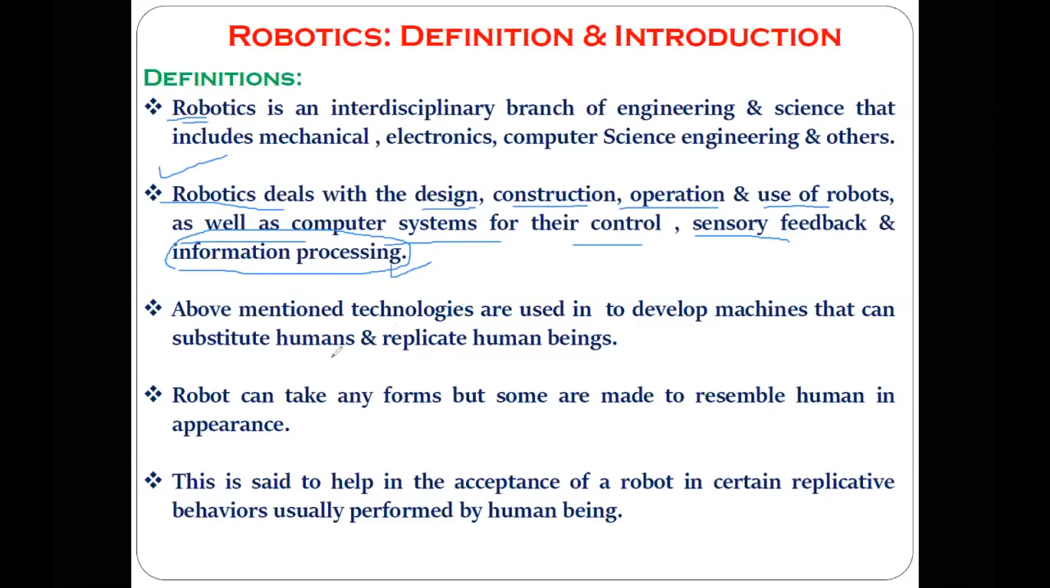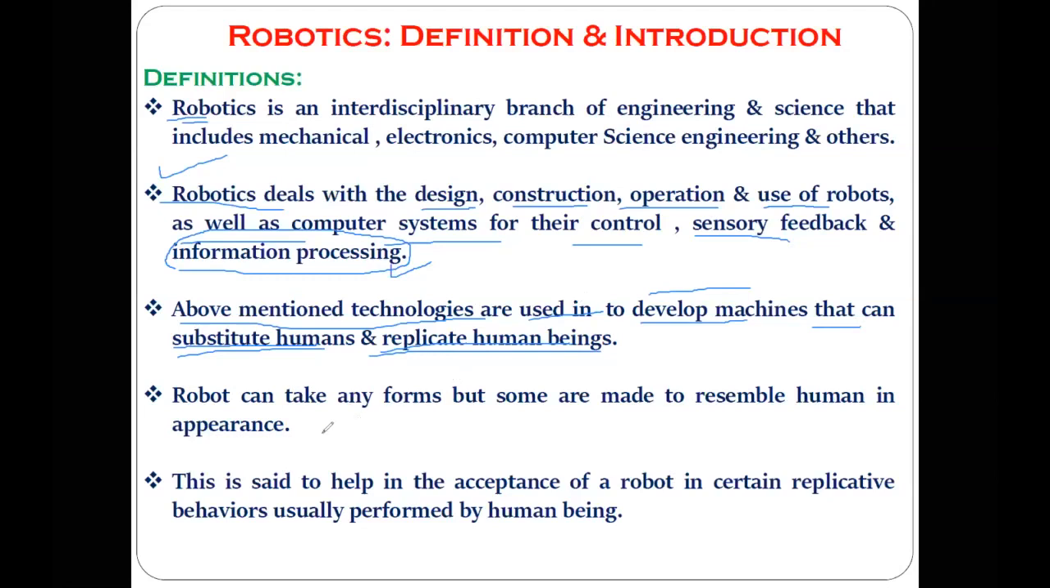And from this discussion, we can say all the above mentioned technologies and branches are used in developing the machines or robots which can substitute the human and do the activity just like a human being. That can substitute the human and replicate the human being in the sense that, using all these branches of engineering, we are trying to make the robot, and that robot should be able to do the activity just like human beings are doing their daily activity in different kinds of work.